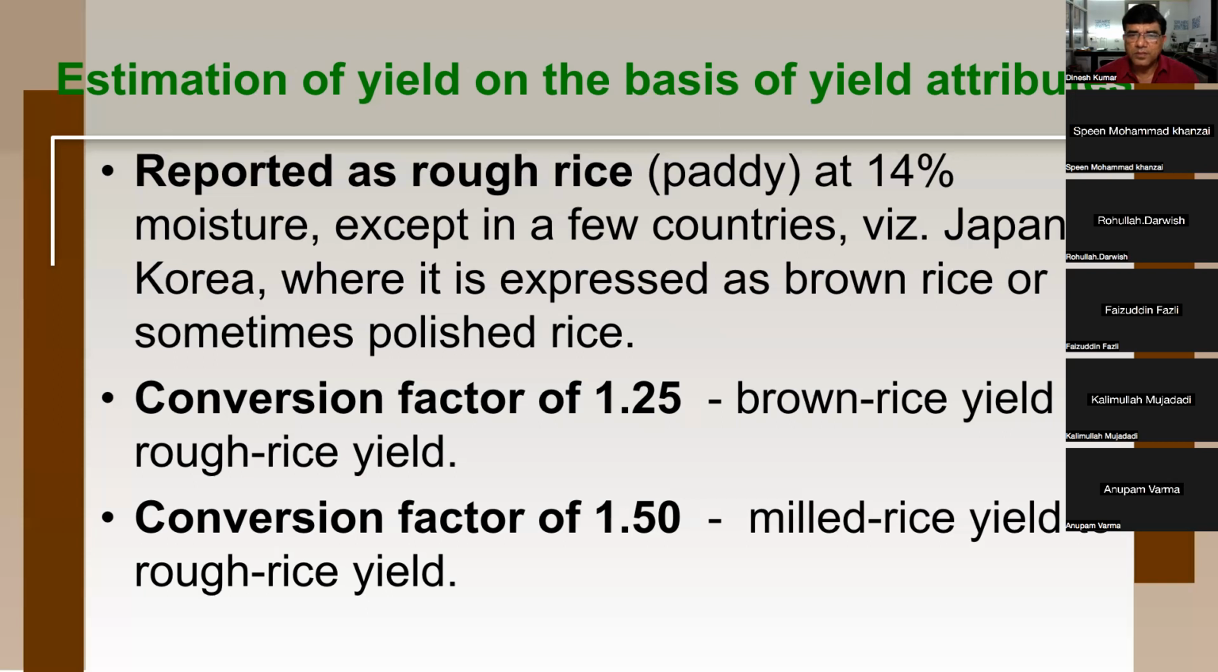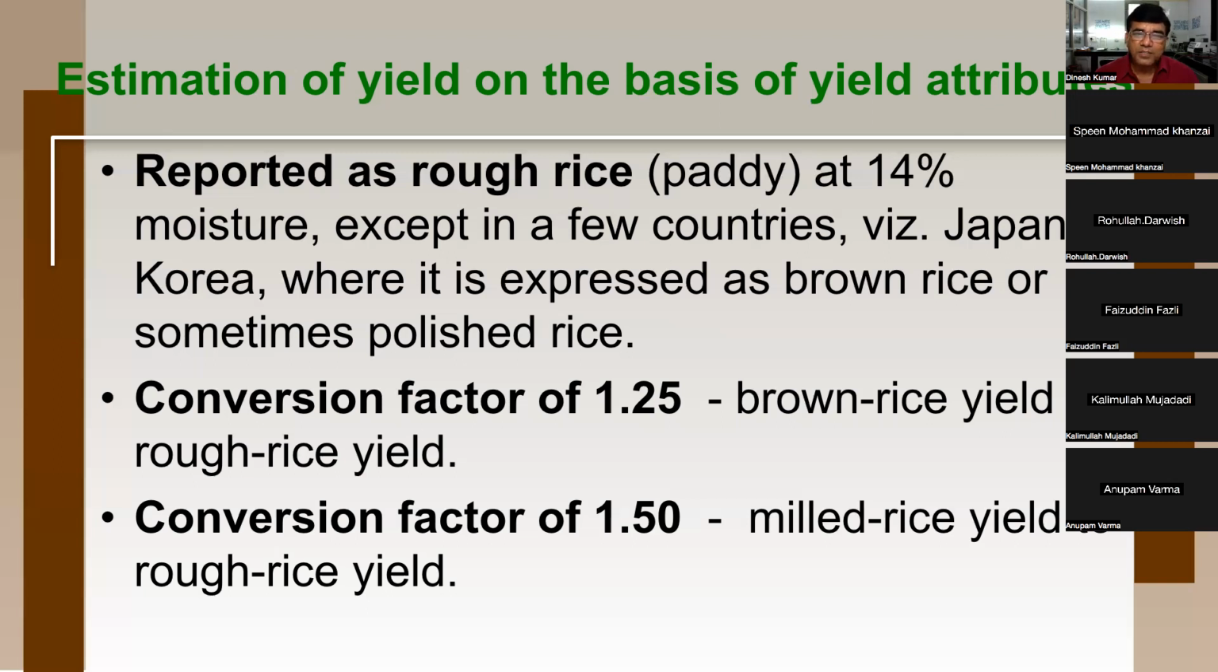Yes, sir. So what is the purpose of recording the yield attribute data? The main purpose is to estimate the yield in advance, so that we can get some idea how much the yield will be, and which is the most important yield contributing factor. We can know the value of the yield contributing factor which has the highest meaning for yield.